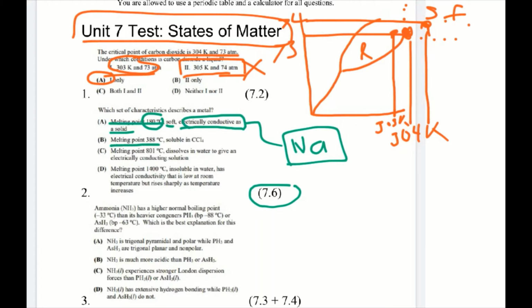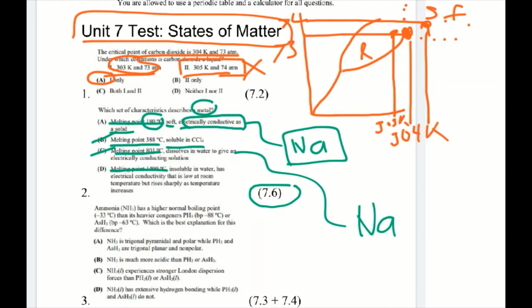Melting point 388 degrees Celsius, maybe. Soluble in CCl4, no way. We said that metals were never soluble unless they dissolve in mercury. Now let's look at C. The melting point 801, maybe. It dissolves in water to give an electrically conducting solution. While metals don't dissolve in water, only their ions dissolve in water, and we're talking about metals and not their ionic form. So because we are talking about metals like sodium, they don't dissolve in anything except for mercury, and because of that, it will not dissolve in water, so C is out.